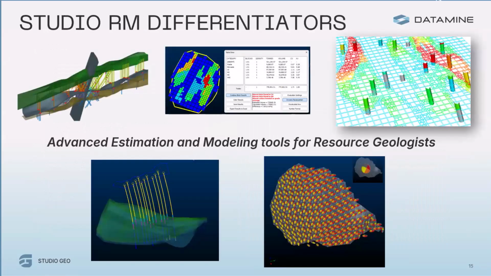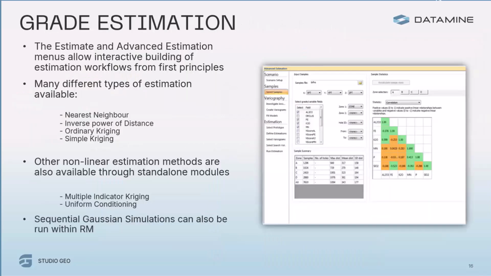So just having a little look at the RM differentiators. What is RM actually good at versus Studio Geo? RM obviously stands for resource modeling, so the developers have focused in on the resource aspect of Studio RM. Probably the most important thing to know is this is where we're going to go for our grade estimation. This allows us to access the advanced estimation menus and all the associated tools with this.